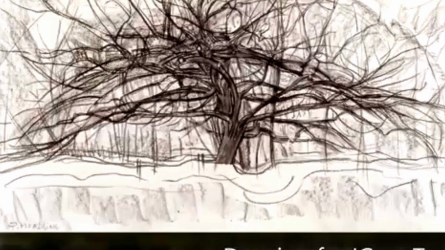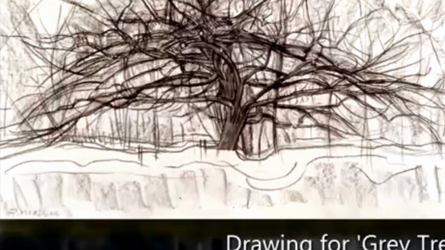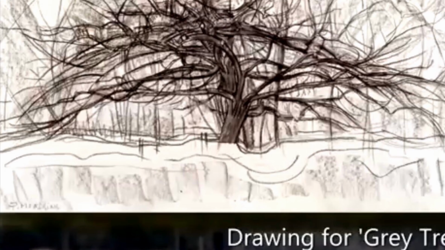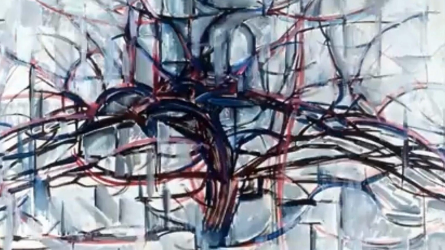One subject matter that Mondrian loved to paint and draw were trees. Look at this drawing for Gray Tree, and then look at the following paintings of these trees and how they evolved to be more and more abstract.